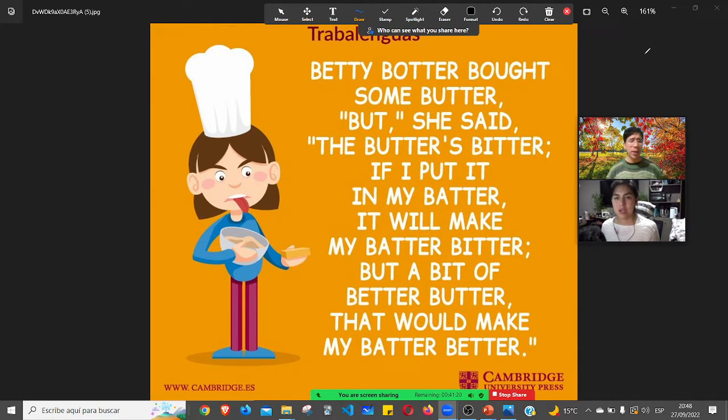3, 2, 1, go. Betty Butter bought some butter, but she said the butter's bitter. If I put it in my butter, it will make my butter bitter. But a bit of butter that will make my butter bitter. My butter better, okay? My butter better.